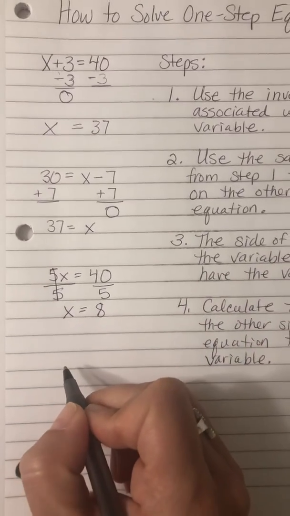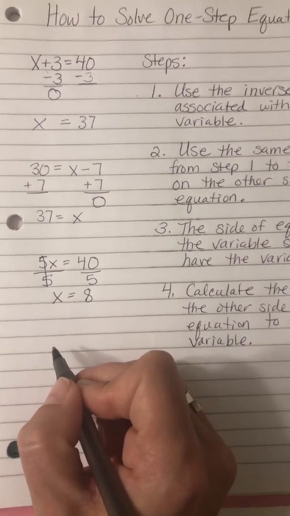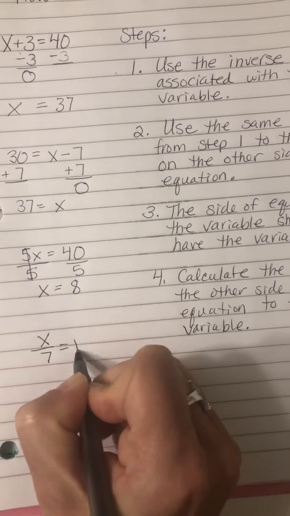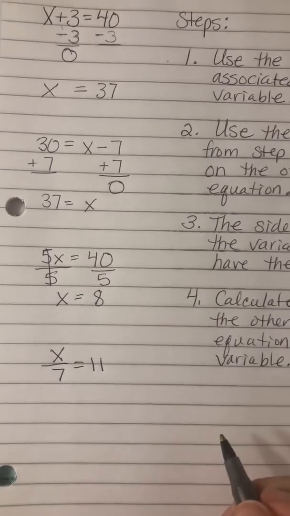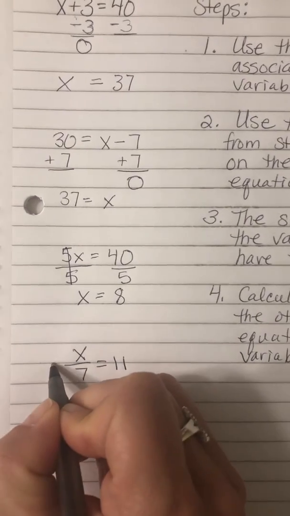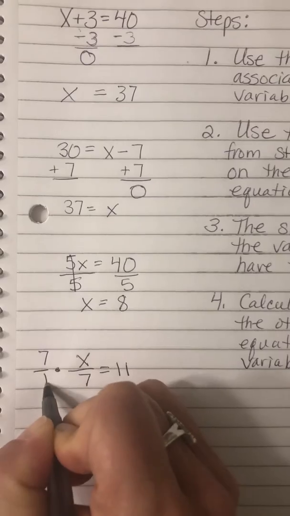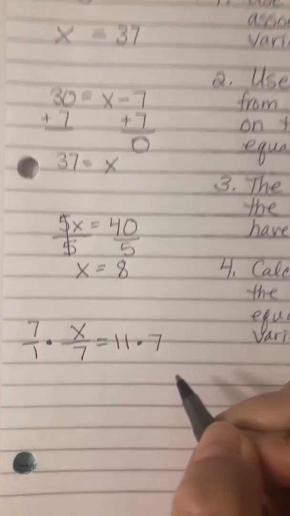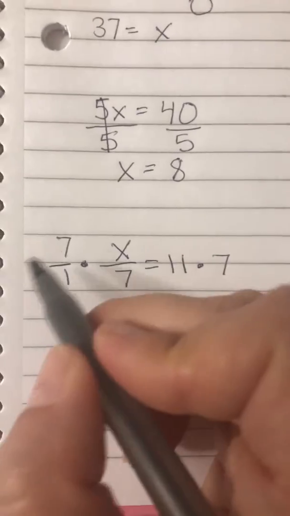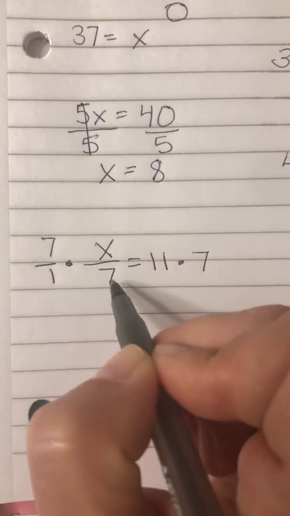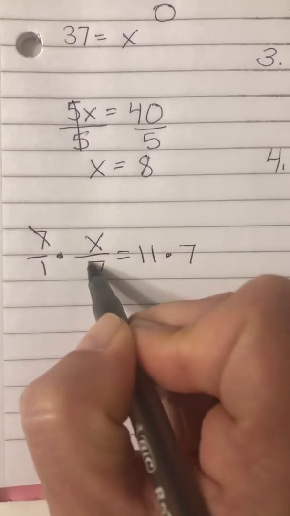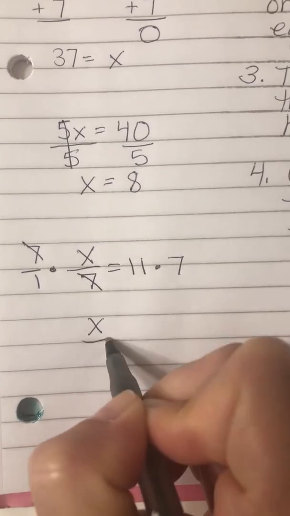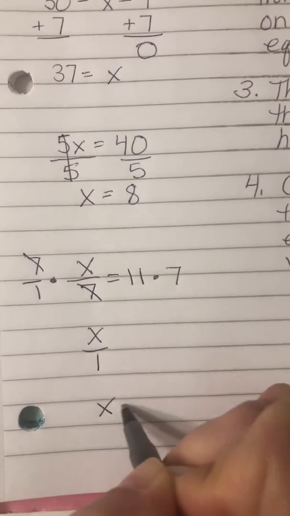And our last way would be if your variable was being divided, as in x divided by 7 equals 11. So the inverse of dividing by 7, we would show it as multiplying by 7. And whatever you do to one side of the equation, you have to do to the other side of the equation. So in this case, 7 as a numerator cancels out 7 as a denominator. We're left with x over 1, and x over 1 is really just x.